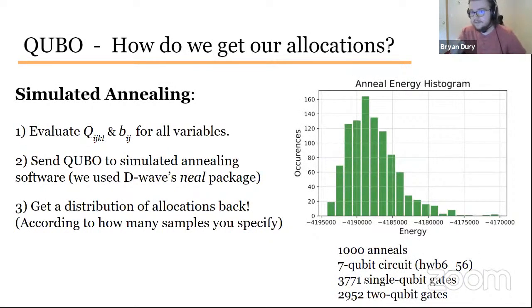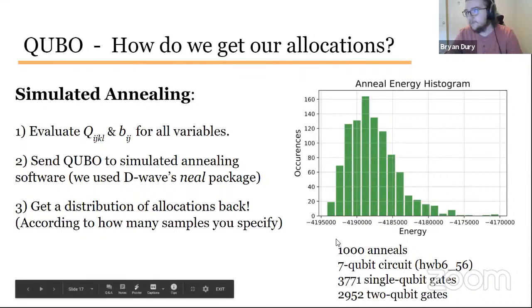So here's a little energy histogram. Plotted along the x-axis, we have the energy or the cost of the allocations we're getting back. This is for a 1000 anneal run on a 7-qubit circuit from our benchmark set, with a pretty moderate gate size, around 6,000 or maybe 7,000. If you look at the shape of this, we see a peak kind of in the middle of the distribution, but it looks a bit log normal.